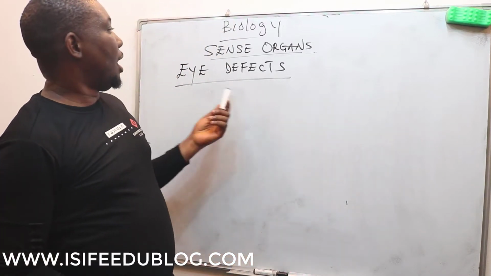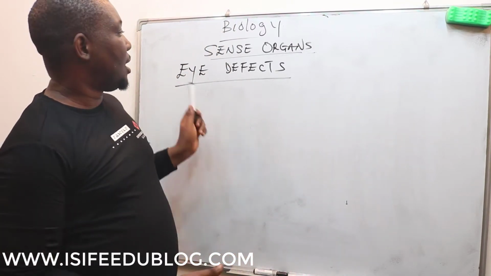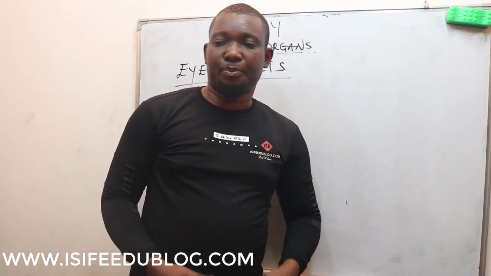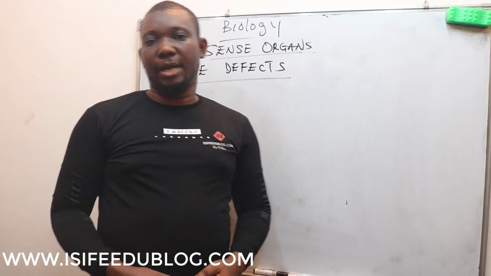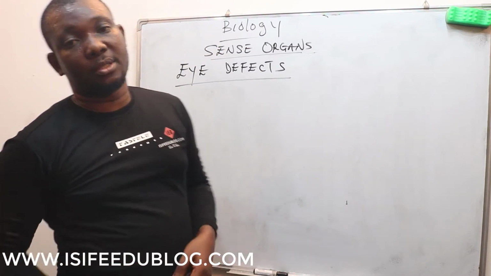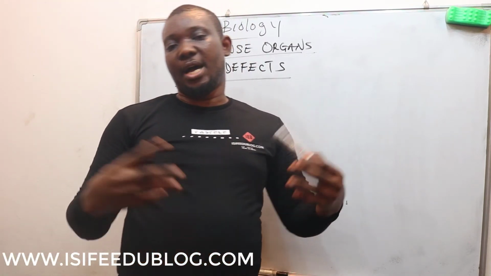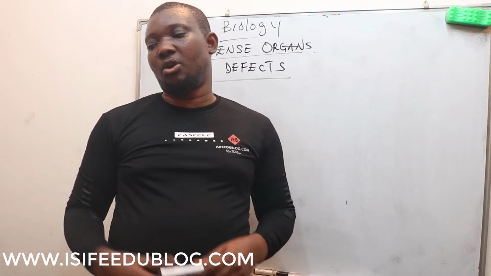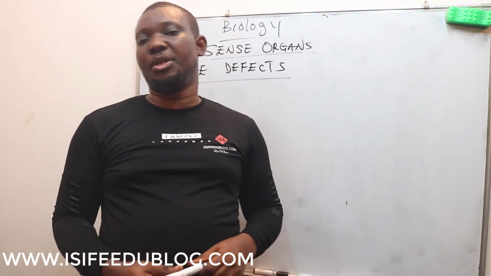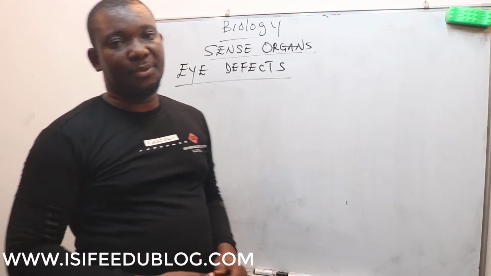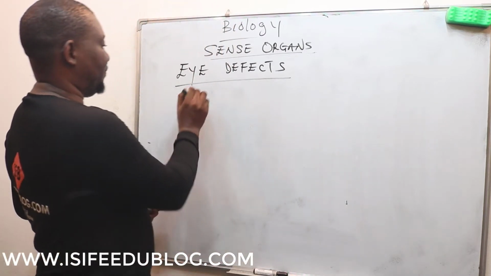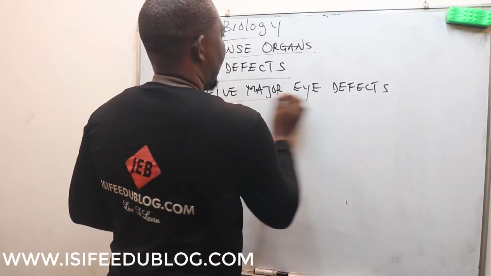We're going to be looking at the defects, eye defects, eye problems, eye diseases. Most of these eye diseases result due to the inability of the eye to properly accommodate or to properly focus image on the retina. I'm going to be giving you 5 major eye defects.